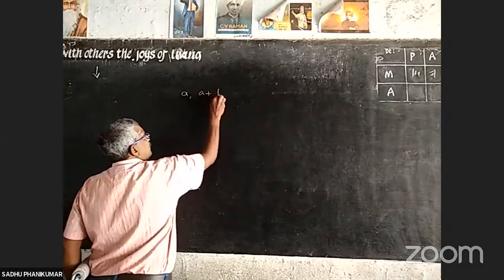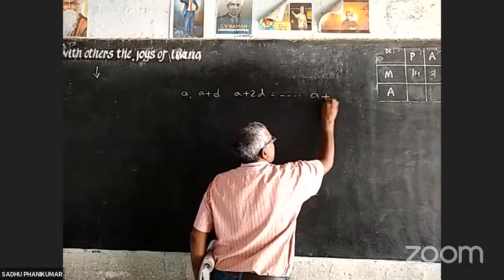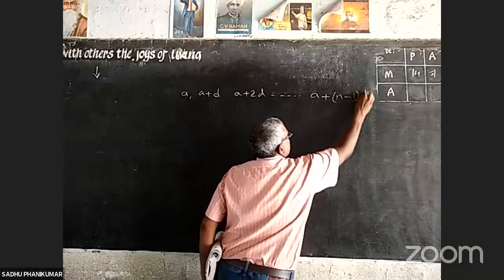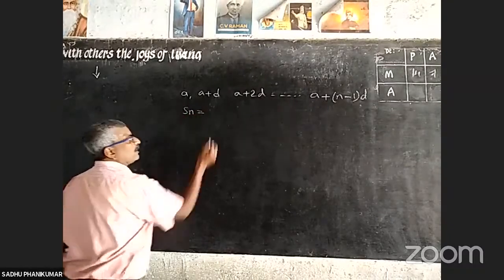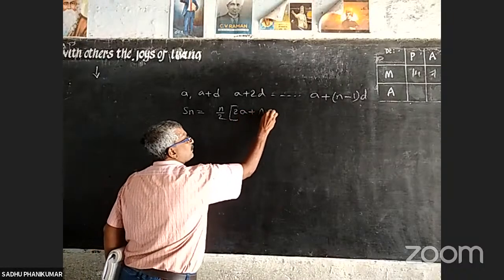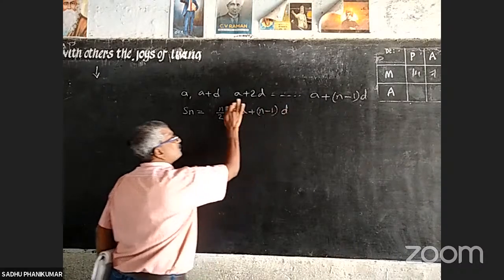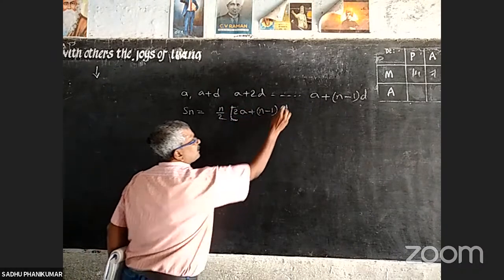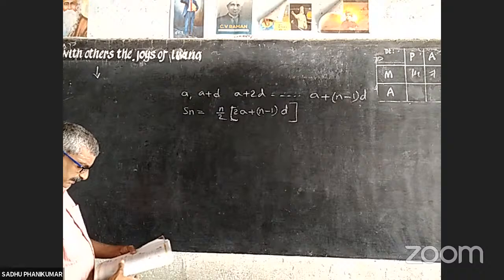In our last classes, we discussed that in the general form of AP, that is a, a plus d, a plus 2d, and so on, the nth term is a plus (n minus 1) into d. And also we discussed the sum of n terms, Sn is equal to n by 2 into (2a plus (n minus 1) into d). We discussed this in our last class. Based on this concept, now we are going to do some more problems in this class.